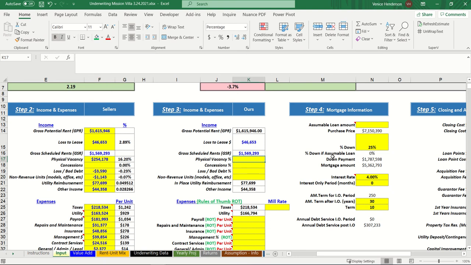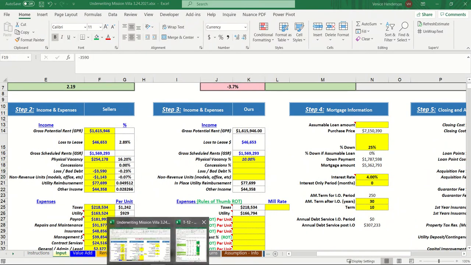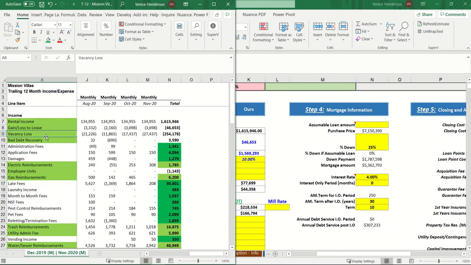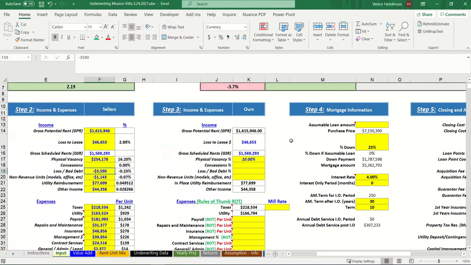So we have a physical vacancy of 0.10%. We have concessions of 0, so I'm going to leave that blank. We have lost bad debt of 23%. Is this right? Lost bad debt. That seems kind of low, so now I'm questioning if I got that right. Bingo, that's our loss to bad debt right there.